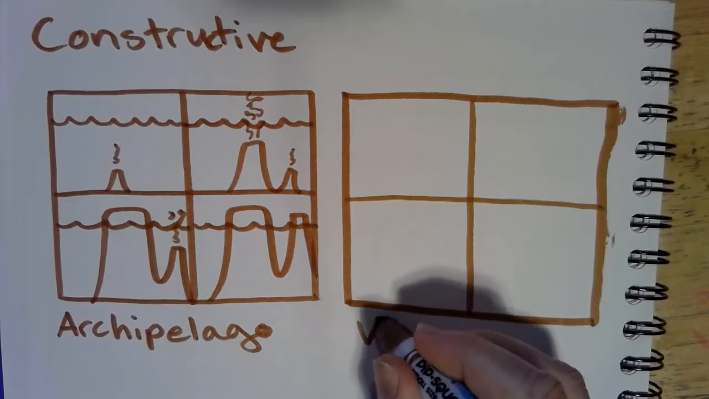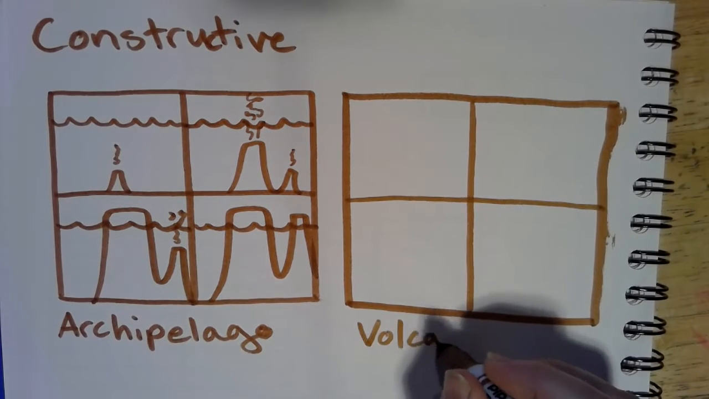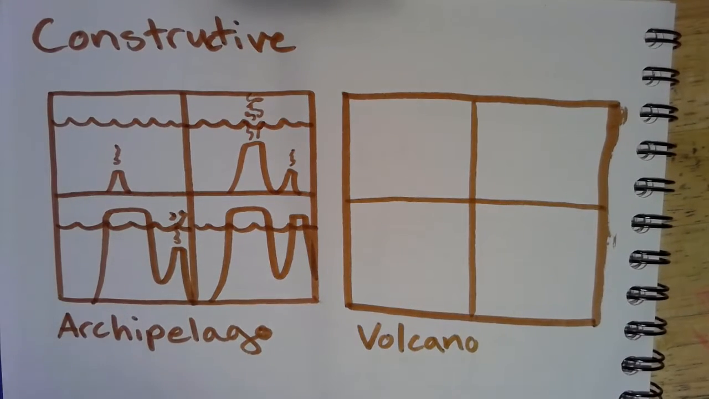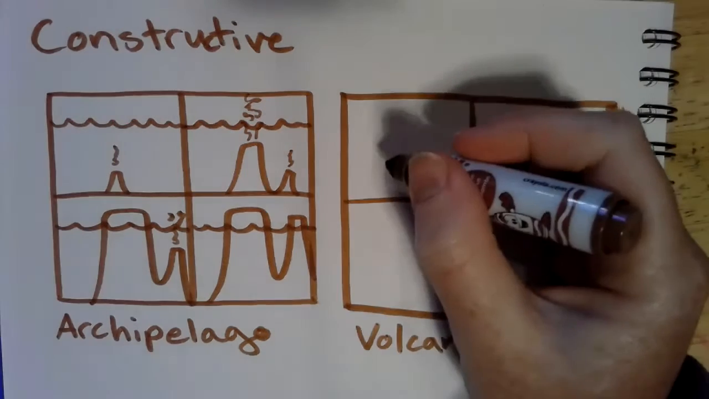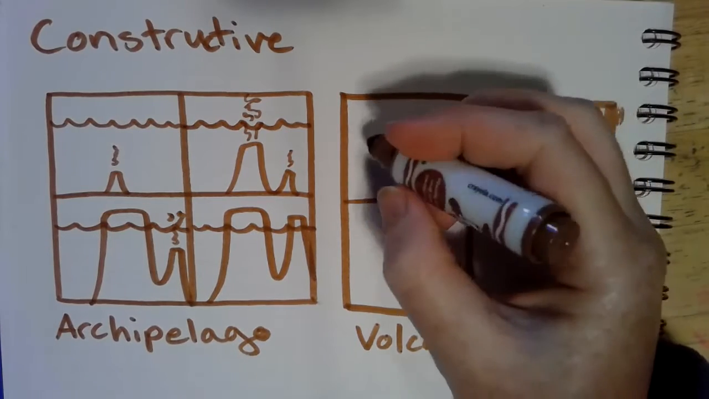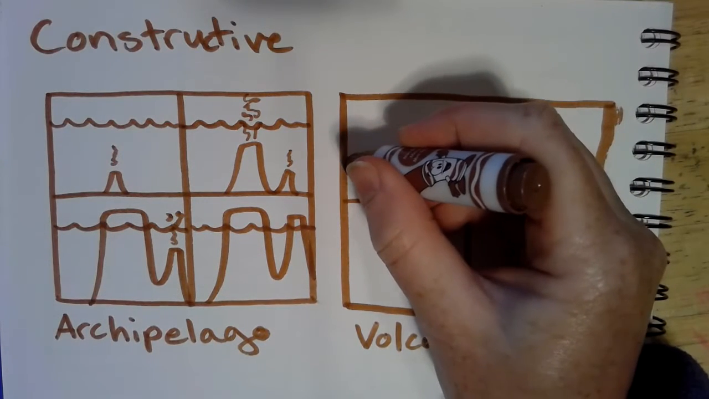Which of course is the volcano. There are 3 different types of volcanoes: shields, composites, and cinder cones. We're going to go with composite today, very much like St. Helens volcano that erupted in 1980. These are huge and violent.